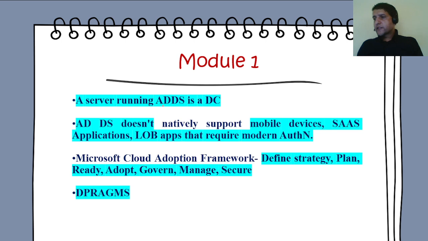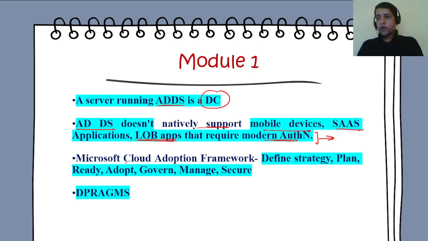A server which is running Active Directory Domain Services is what we call a domain controller. ADDS doesn't natively support mobile devices, SaaS applications, or line of business applications that require modern authentication. That is where you need Azure Active Directory, because your traditional directory doesn't support mobile devices, SaaS applications, or LOB applications. That's the reason you require modern authentication, which is provided by Azure AD.